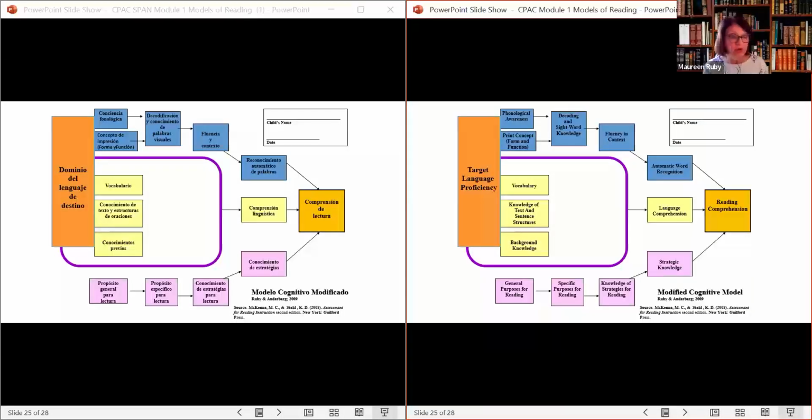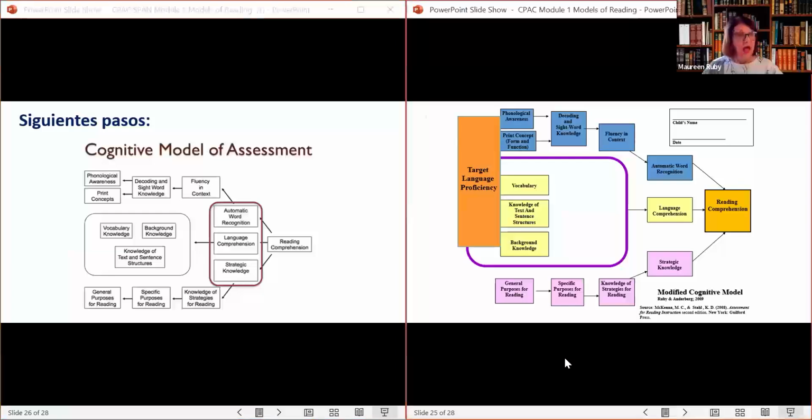So setting a purpose for reading, knowing different strategies, which we're not going to go into today, and then having strategic knowledge, knowing when to use those strategies, is a different thing. And that is not in an orange box, because you do that no matter what language you're speaking, because that's what goes on in your head. Okay, now we can go to the next slide.